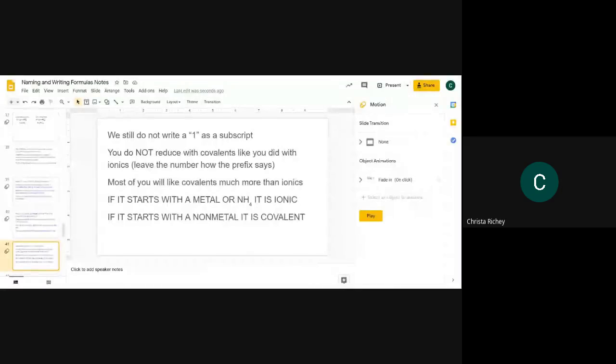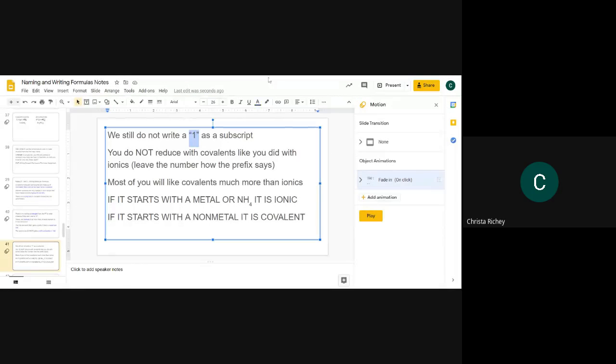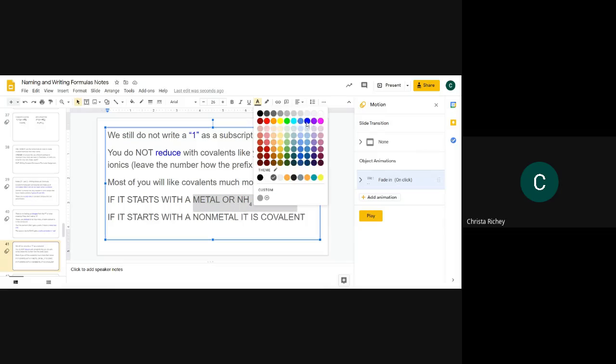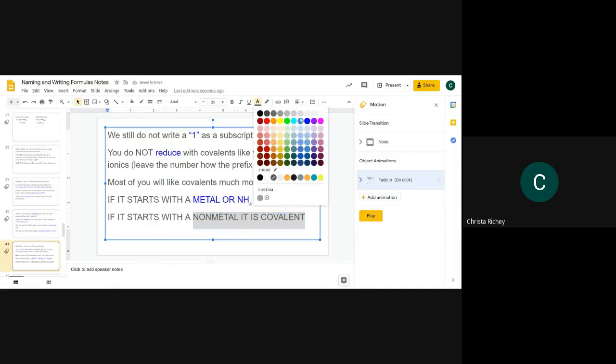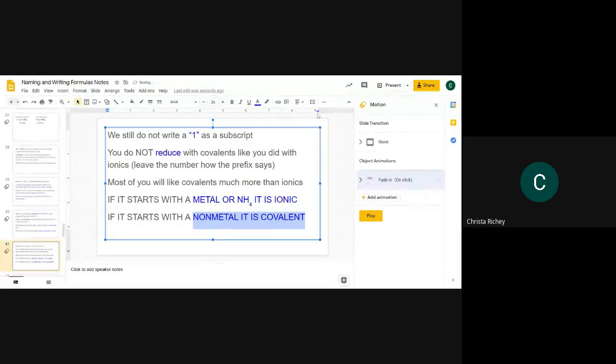Let me change all the colors to blue here. Not reduce. Not reduce, that's right. Starts with a metal or ammonia. Non-metal, it is covalent.